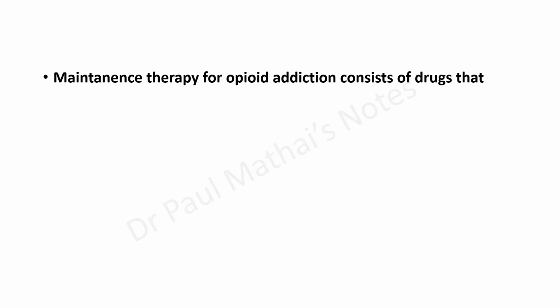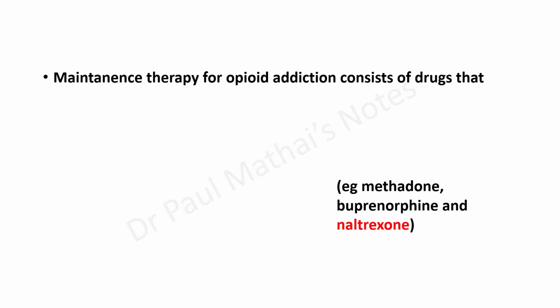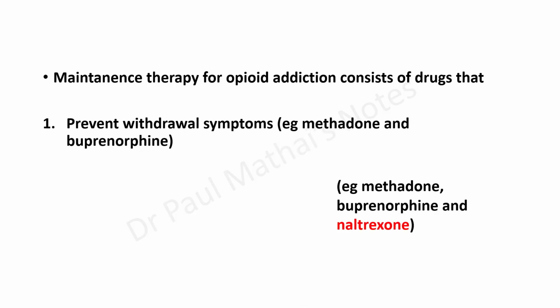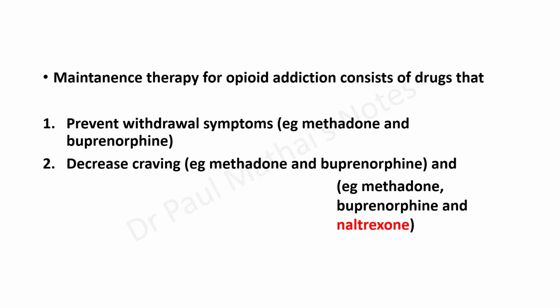So, in general, the maintenance therapy for opioid addiction consists of drugs that prevent withdrawal symptoms, like methadone and buprenorphine, decrease craving, again methadone and buprenorphine, and prevent the rewarding effects of opioids, for example methadone, buprenorphine, and an opioid antagonist known as naltrexone.